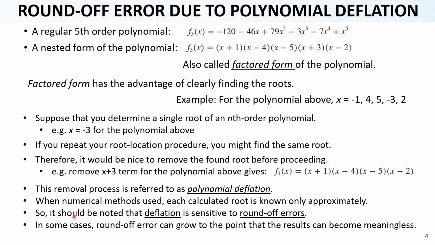So it should be noted that deflation is sensitive to round-off errors. And in some cases, round-off error can grow to the point that the results can become meaningless. Because of the deflation, we eliminate a root, then find another and eliminate it, and then another. So 3 times round-off errors consecutively add up, and it will give us meaningless results eventually for this and this, for instance. So we have to be careful about this by knowing that there is such a round-off error issue.